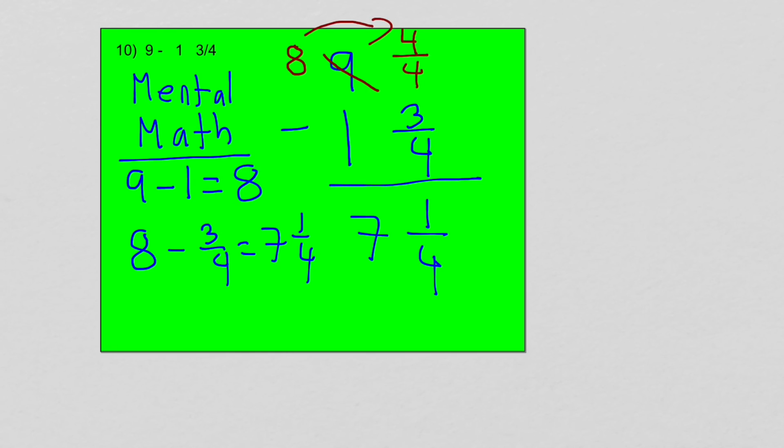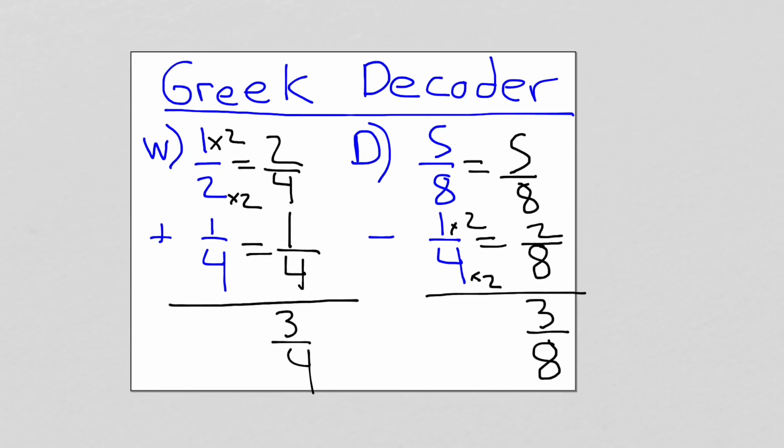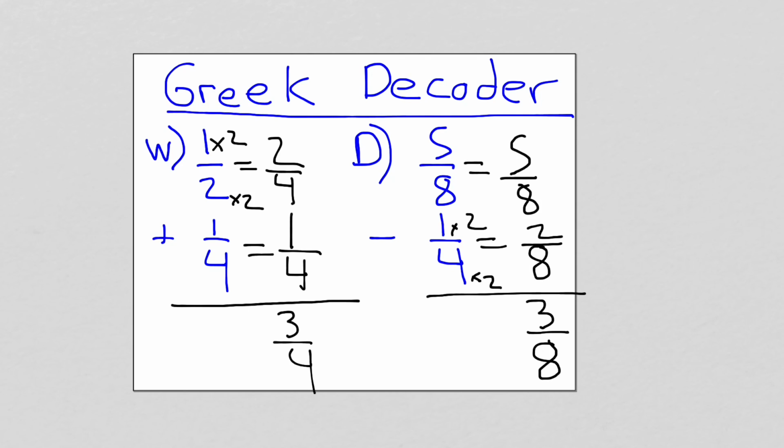So that's all the work we've done with adding and subtracting fractions so far. It's all a review from grade 7, but you really got to know that for grade 8 as well. So now you can do the assignment Greek decoder. And when you do Greek decoder, I want your questions to look like this. I've done the first couple questions here for you. So I want to make sure your questions look like that. Make sure you're doing them neatly in your notebook.